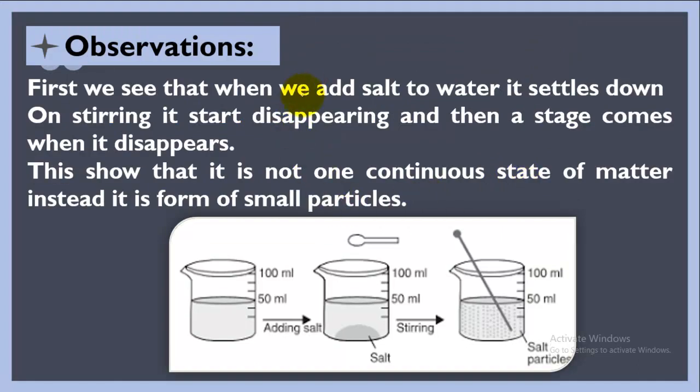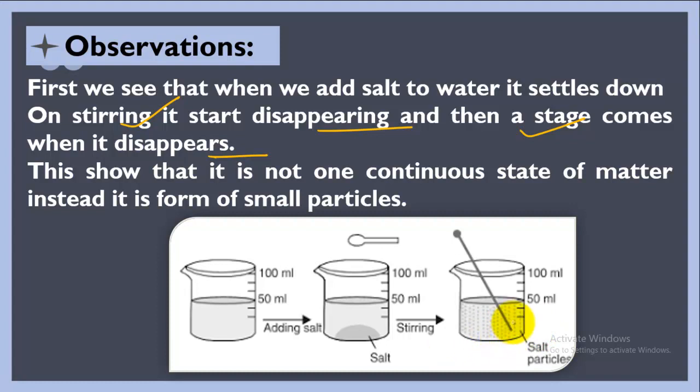Now what we see is that when we dissolve salt in it, initially the salt settles at the bottom, as you can see in the figure, and then we stir it. As you can see in the third picture, we are using a stirrer to stir it. So when we stir it, what happens? The salt starts disappearing, and a stage comes when it totally disappears, so that you cannot see the salt settled at the bottom.